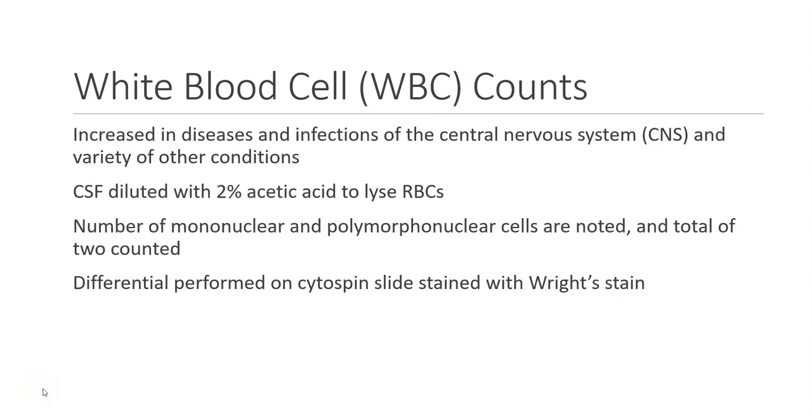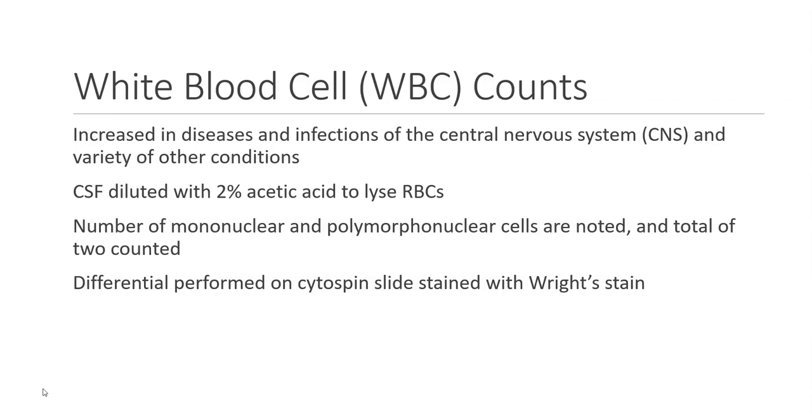White blood cell counts are increased in certain diseases and infections of the central nervous system, as well as a variety of other conditions. To count the white blood cells in the cerebrospinal fluid, the sample is diluted with 2% acetic acid to lyse the red blood cells. And this is because there may be so many red cells present that they obstruct your view of the white cells. So lysing of the red cells is done to help us get an accurate count.